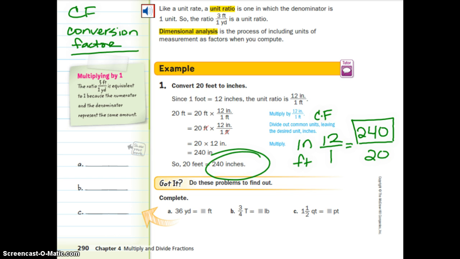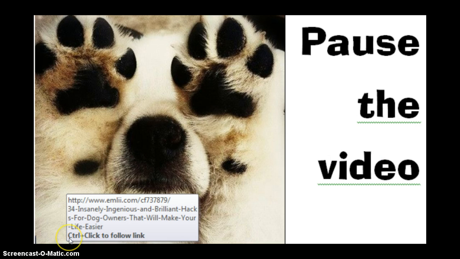So again, let's all go ahead and put proportions down at the bottom. Again, the most important thing is our label. In this case, we have feet and yards. I'll just put feet here, yards here. We got pounds and tons, and we got quarts and pints. Get it, gotta go. Come back when you're done. Pause the video. See you soon.